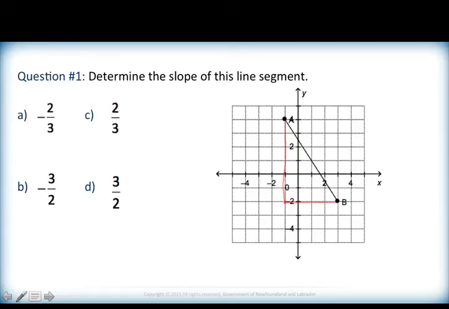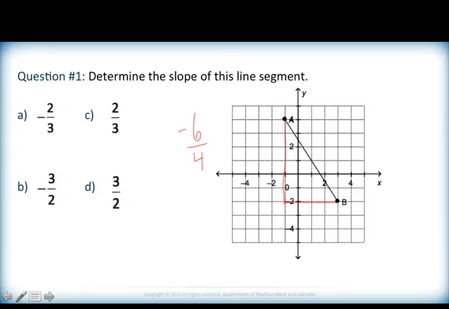So our rise will be 1, 2, 3, 4, 5, 6. So rise is 6, run would be 1, 2, 3, 4. Now we have to look at the line segment itself. Does it increase or decrease? It moves down, starting from the left to the right. So that's going to give us a negative.